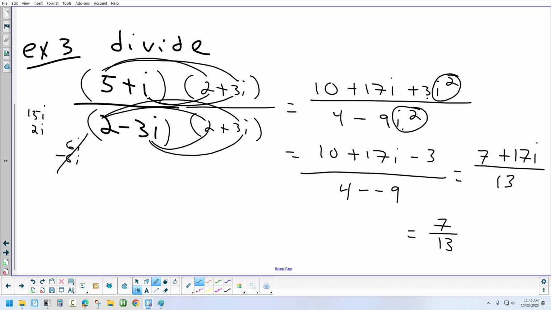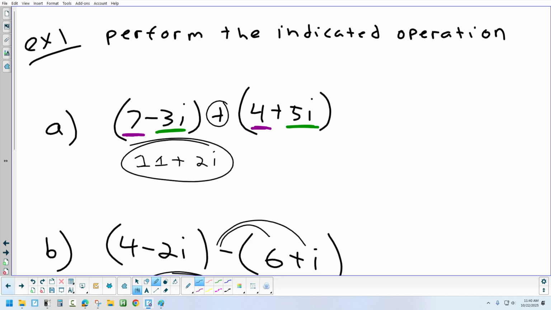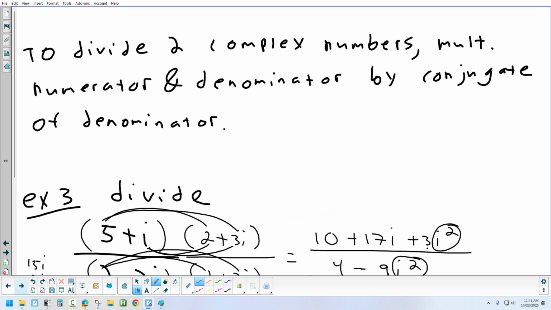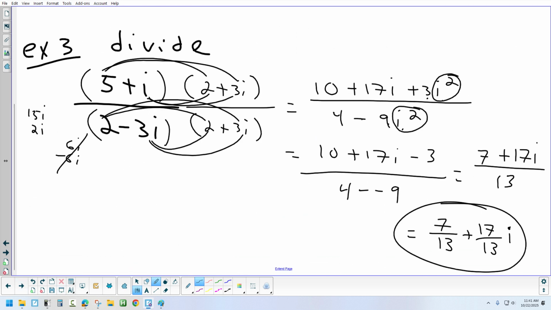7/13. That's the real part. And 17/13. That's the imaginary part. Is that how you want us to do our answers? Yeah, so your answers should always look like what's in this purple box. Real part, plus or minus, and then the imaginary part with the i. It's not a big step to really go from this to that. You just take each number in the numerator and put them over the denominator separately rather than together.